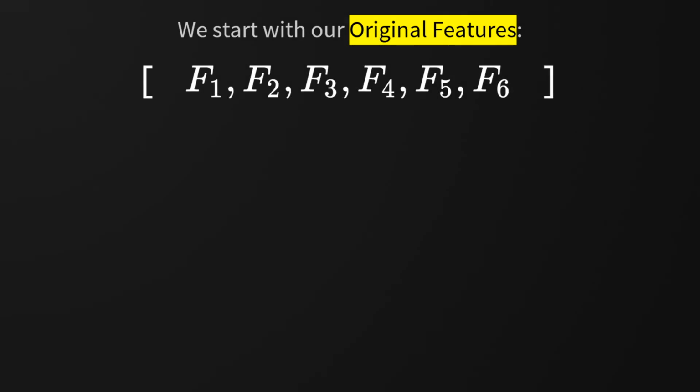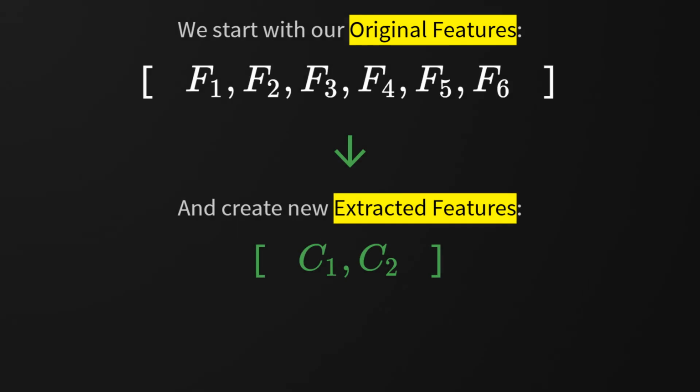So, let's visualize the process. We begin with a set of raw, original features. In this case, we have 6 of them. The goal is to transform this larger set into a smaller, more potent set of extracted features. We're distilling the information down to its essence.